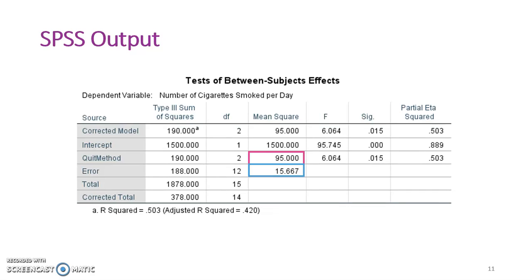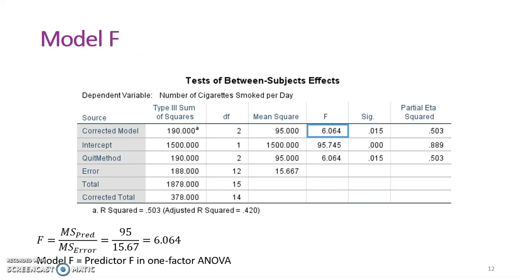And then we know from here, the next logical step is going to be dividing the mean square for the predictor by the mean square for the error to get the overall F-test. So here is where we would find the model F-test. And it's in the very first row where it says corrected model under the F column. So that's the value that corresponds to the mean square for the predictor divided by the mean square for the error. And this is going to be our overall model F statistic.